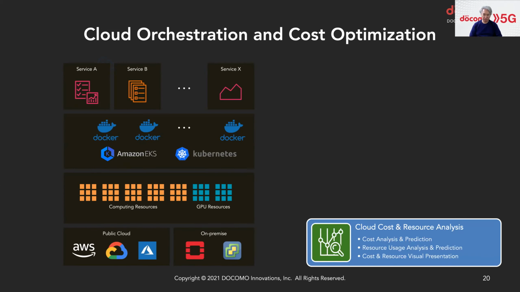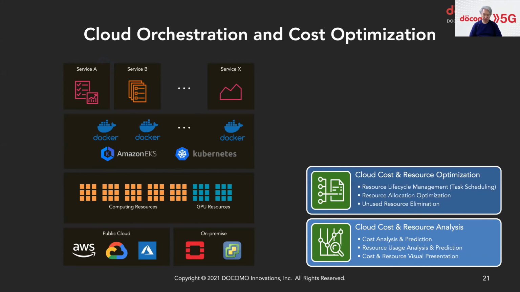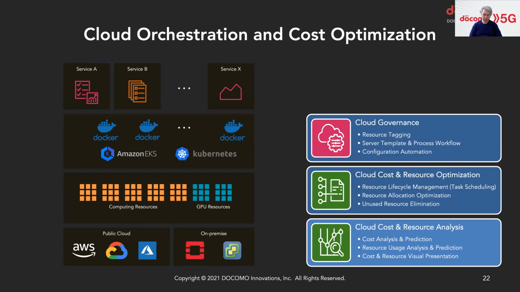On the other hand, we need to manage cost because we are spending more than $1 million per month. In order to manage cost, we need resource analysis. And when we can manage the cost, we need to optimize it. In order to optimize the cost, we need to optimize the computing resources too.